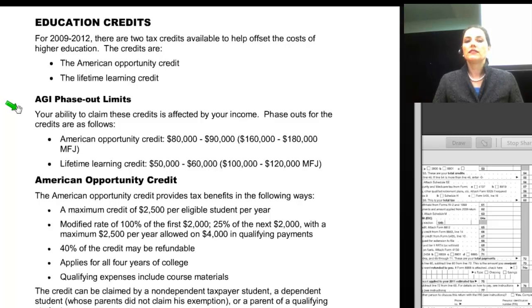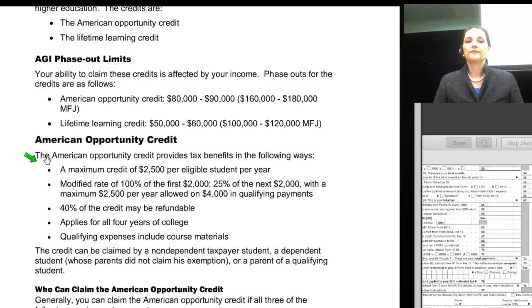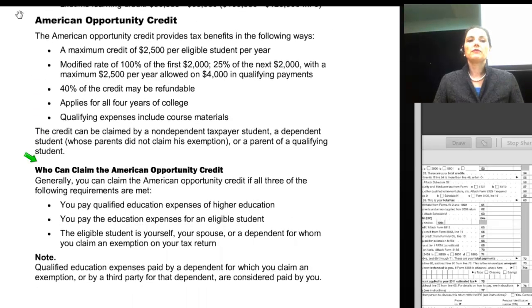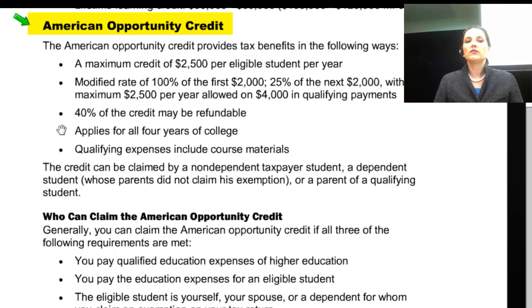Your ability to claim credits is affected by your income. Phase-outs for the credits are as follows. The American Opportunity Credit phases out when your income hits $80,000, and you are not allowed to claim the credit at all when your income hits $90,000. If you are married filing a joint return, you can take those amounts and double them. The phase-out range would then be $160,000 to $180,000 for joint filers. The Lifetime Learning Credit has a lower phase-out, just $50,000 to $60,000 for a single filer, and $100,000 to $120,000 for joint filers. The first credit we're going to take an in-depth look at is the American Opportunity Credit.